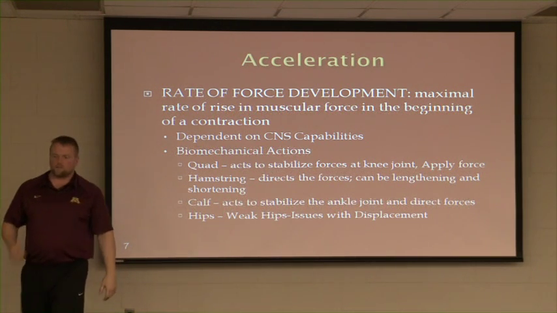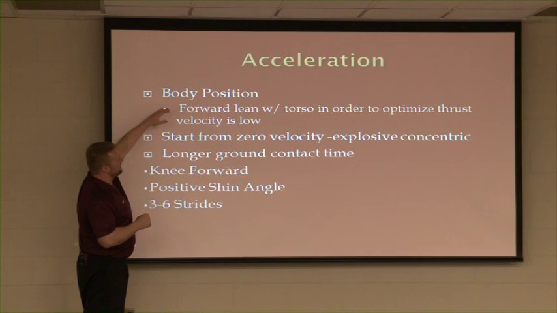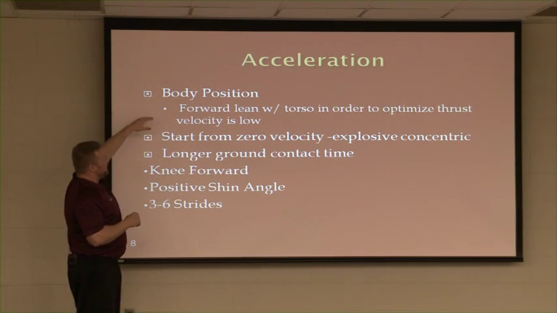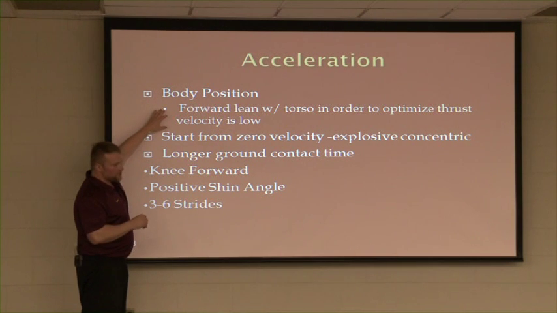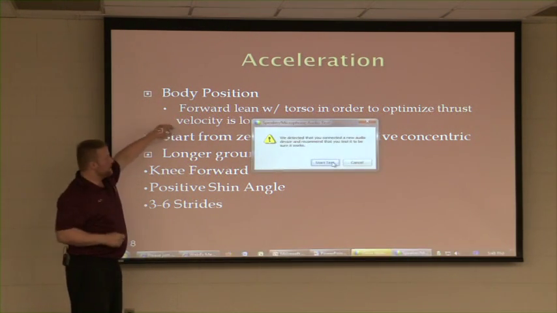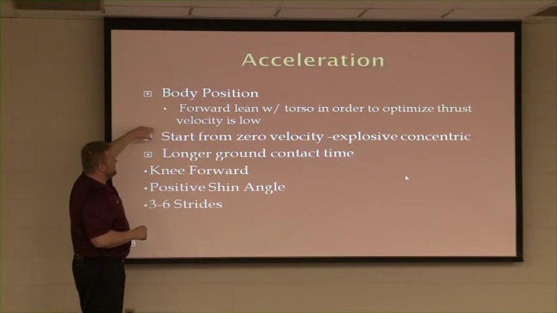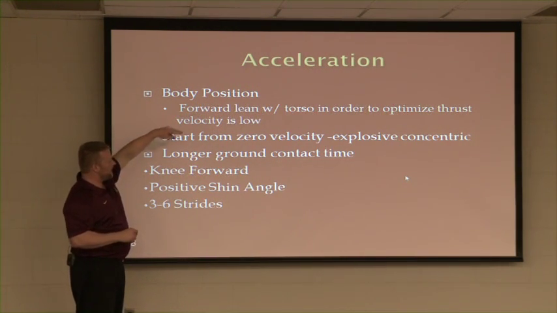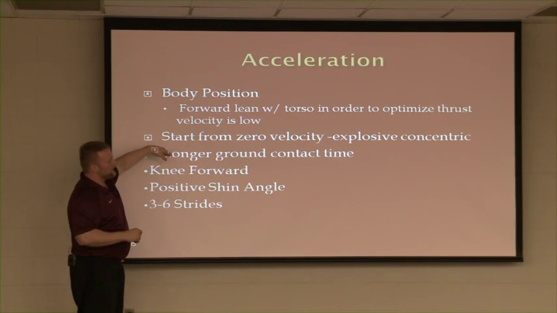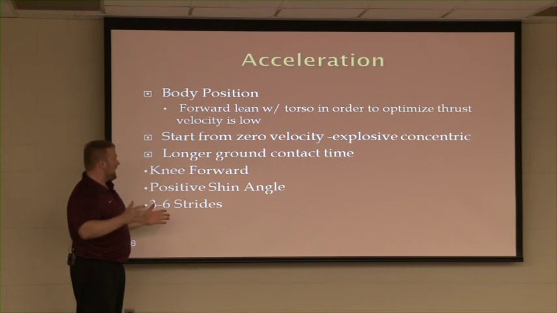Next slide, please. Okay, so acceleration. Obviously, we're going to address body position and forward lean in order to optimize thrust. Velocity is low during acceleration. It's lower than top end speed. Starting from zero velocity, explosive concentric. There's a longer ground contact time, and when I say acceleration, we're talking steps 1 to 5.